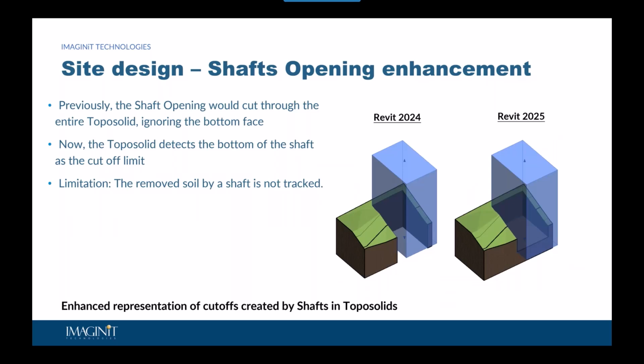We also see improvements for shafts placed through TopoSolids. In previous versions, shaft openings would cut through the entire TopoSolid element. Now the bottom of the shaft is respected as the depth limit of the cutoff. Note that the cutoff volume by a shaft is not tracked in schedules. Use a floor, roof, or mass excavation instead.